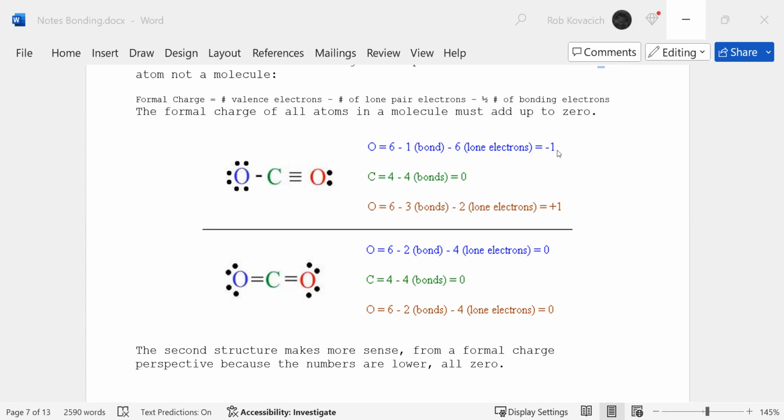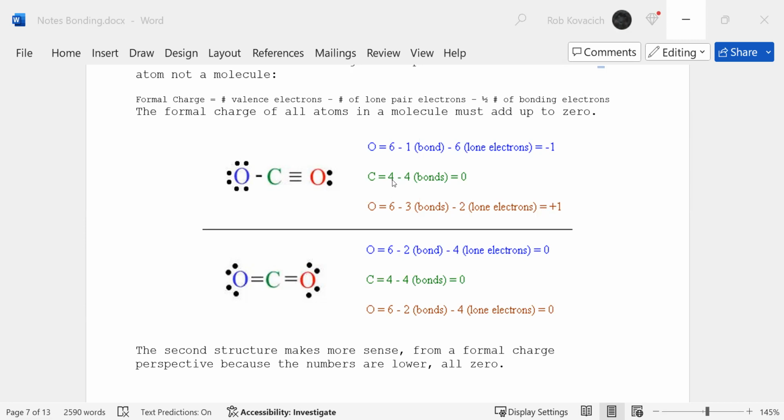That gives me a +1. So I've got -1, 0, and +1. So those are the formal charges. And for this one down here, I've got oxygen has 6 valence electrons, minus it's got 4 bonding electrons. Half of that gives me 2. And it's got 4 lone electrons. That gives me 4. So 6 minus 2 minus 4 gives me 0.